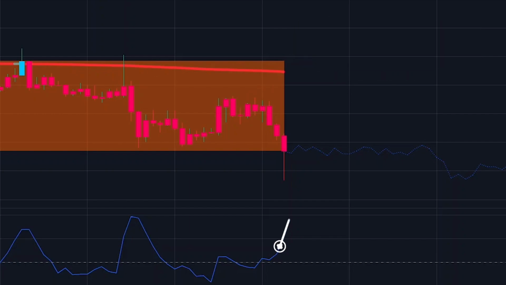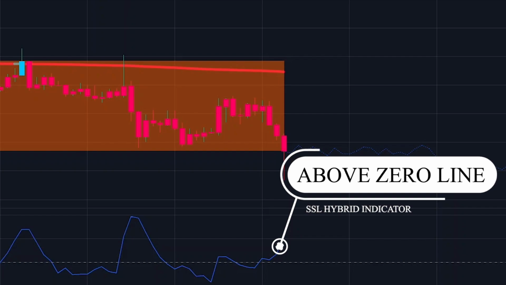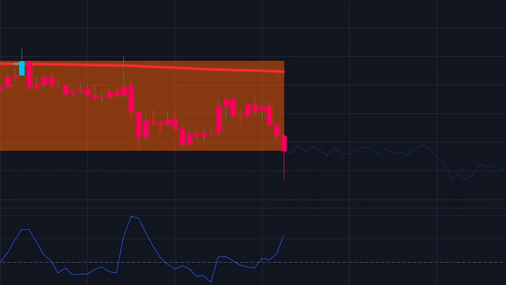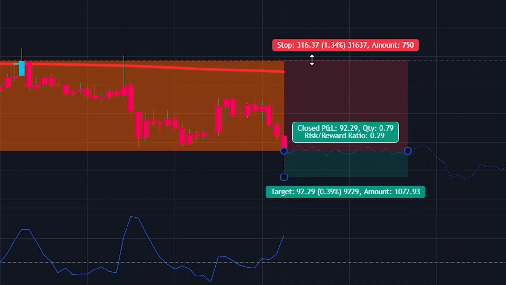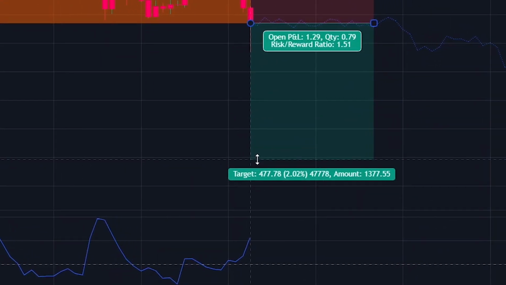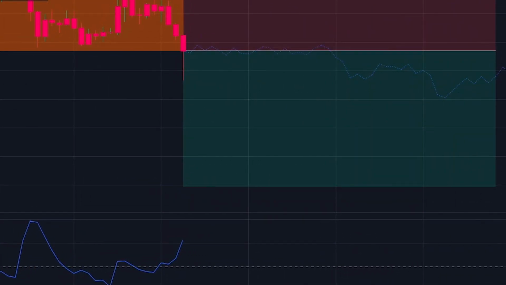And lastly, the blue line in the volume oscillator indicator must be above the 0 line, just like in our long trade strategy. Now, with all conditions met, we can enter a short trade. We will set our stop loss to recent swing high and our take profit to 1.5 risk to reward ratio. So let's see how it goes.